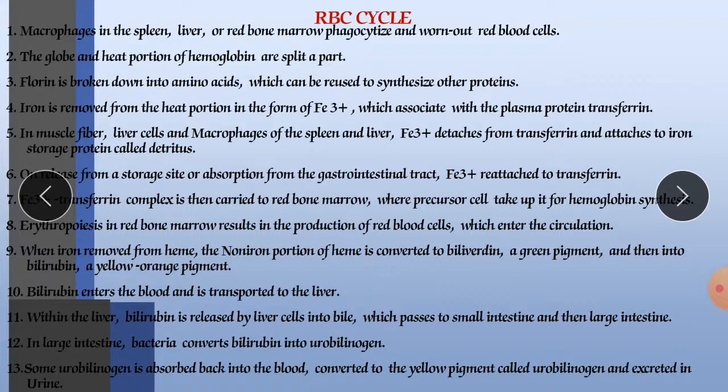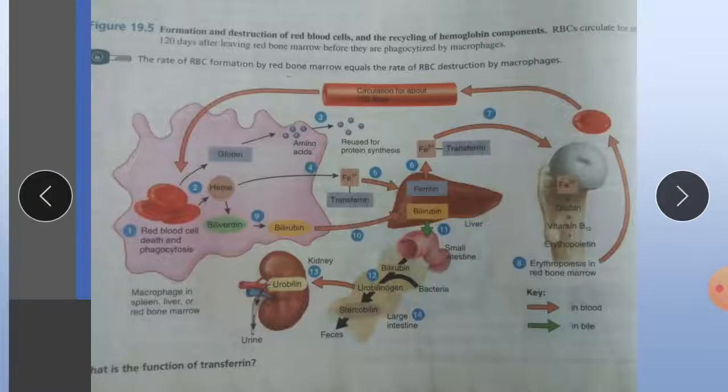Erythropoiesis in red bone marrow results in the production of red blood cells, which enter into the circulation. Once the RBC is produced, erythropoiesis occurs in the red bone marrow with the help of vitamin B12, globin, which is a protein, and Fe. By combining all of these, along with folic acid, which is also responsible for erythropoiesis, they will produce new RBCs, and these new RBCs will circulate in our blood all over the body. They are ready for circulation, ready for oxygenation, carrying oxygen from one cell to another cell.